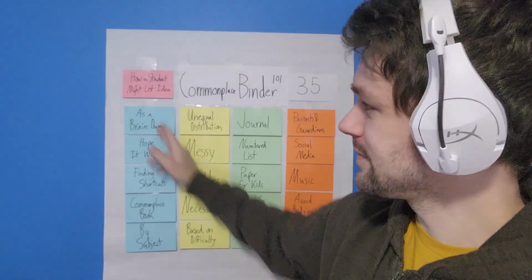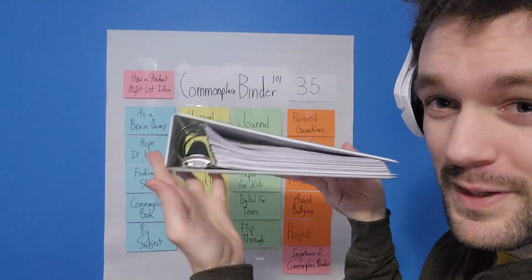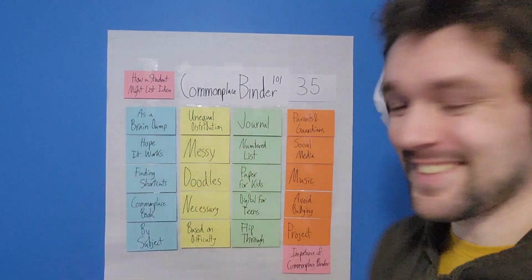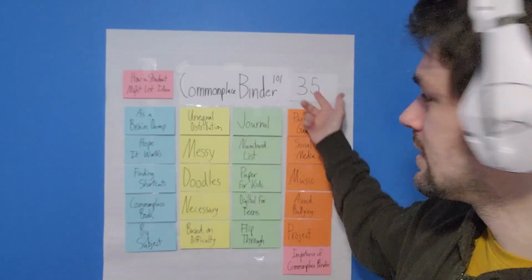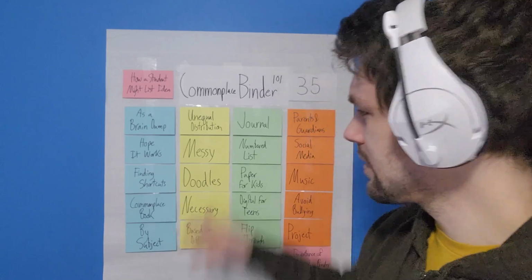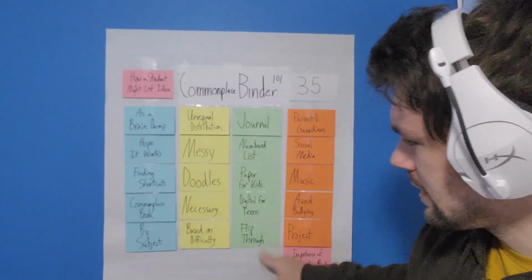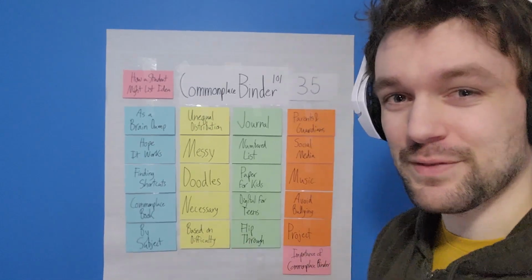As a brain dump. So how might a student list ideas? Like this, in a Commonplace book or a Commonplace binder. Welcome to the Commonplace Binder 101 playlist. This is video number 35, so we're a little bit more than a third of the way through. I'm going to go through these columns, and then we're going to talk about the next video. But that's for later.